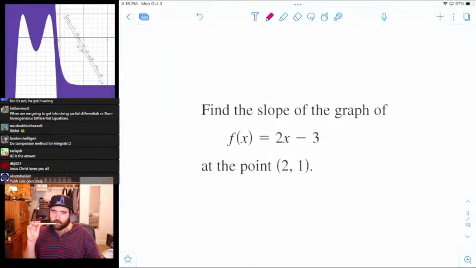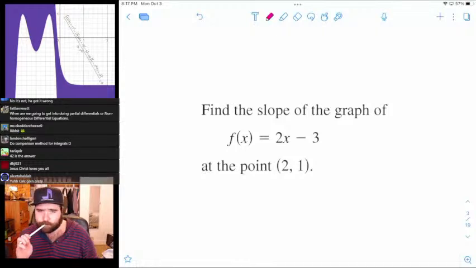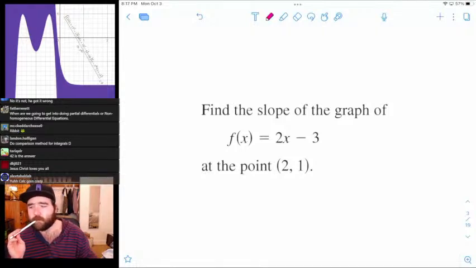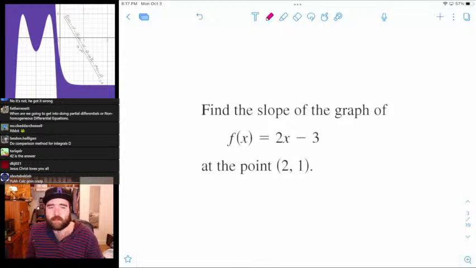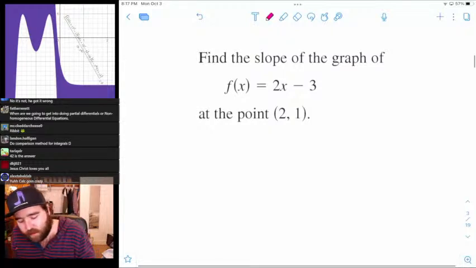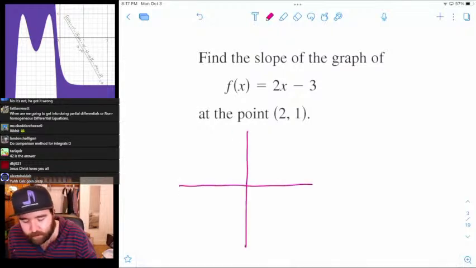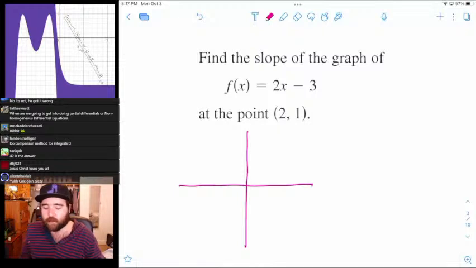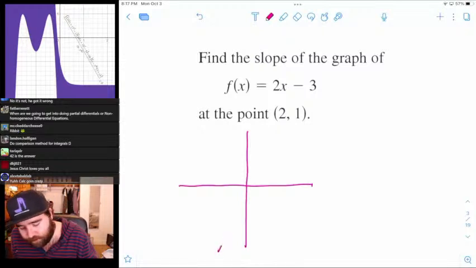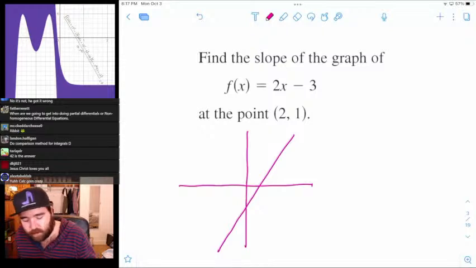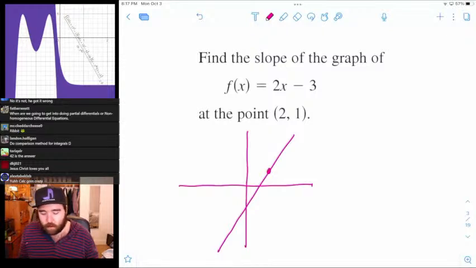So how should we explain this? I mean, this is just a line. So what do they want? They want us to find the slope of the graph, f of x equals 2x minus 3, at the point 2, 1. Well, we've got to picture it out first. A big thing in calc is you've got to think about the graphs. So we don't need to be specific, but roughly what does this graph look like? Well, it's just a line, 2x minus 3. It's got a y-intercept of negative 3 and a slope of 2. It looks roughly like this. So maybe our point 2, 1 is right here.